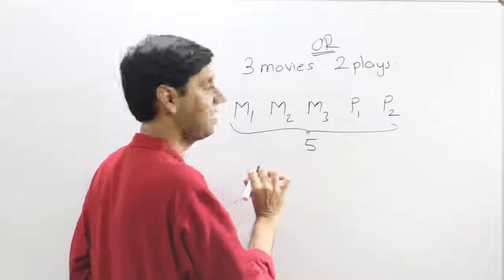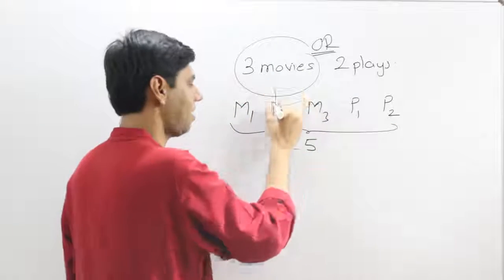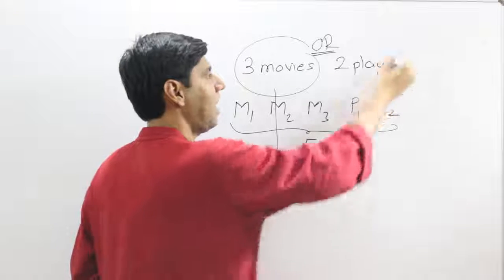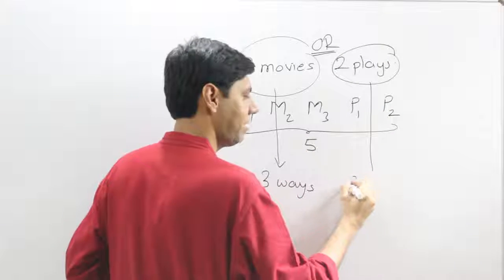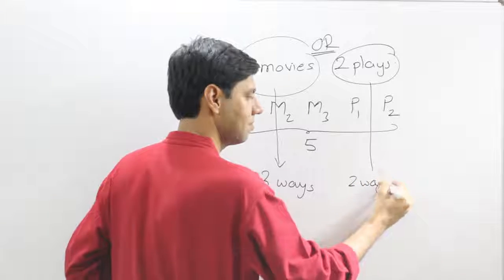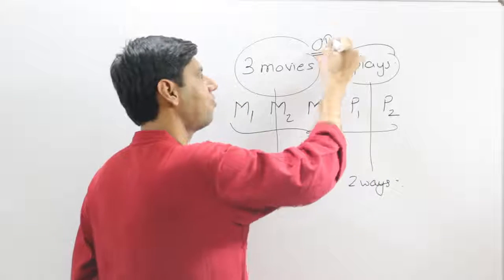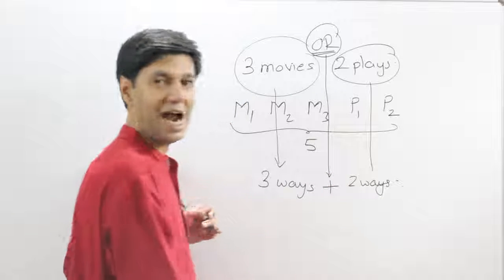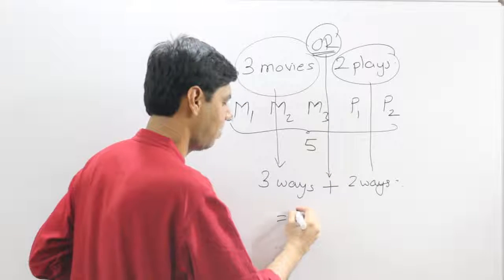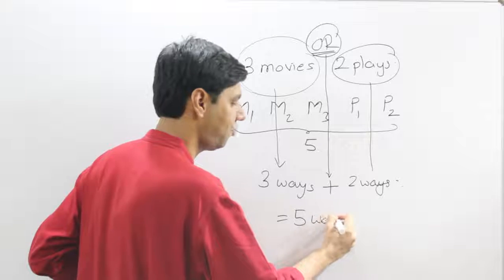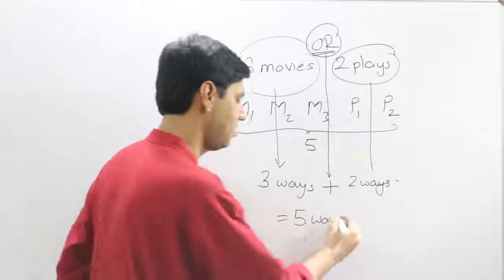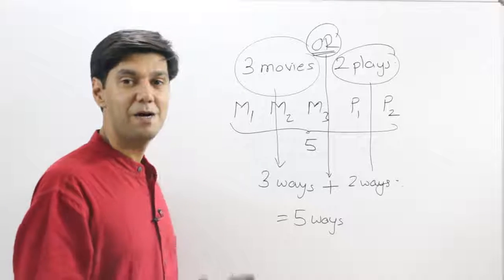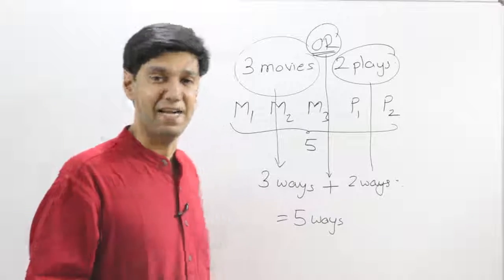How do we get this 5 different ways? Movies I could watch in 3 different ways. Plays I could watch in 2 different ways. And since I am going to use an OR, we just add them, and so I could watch a show in 5 different ways. So this is your rule of OR. Right? How does it become different if there's an AND?